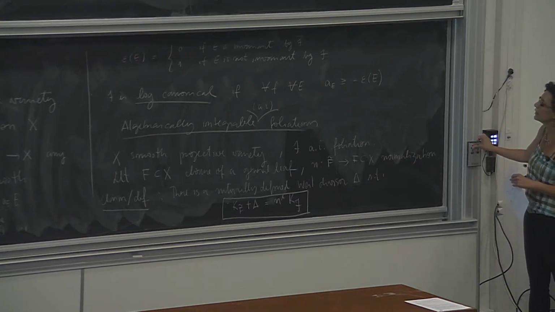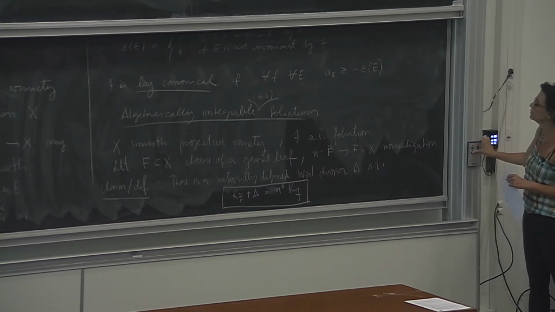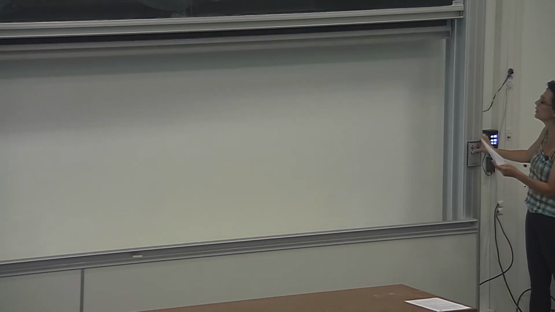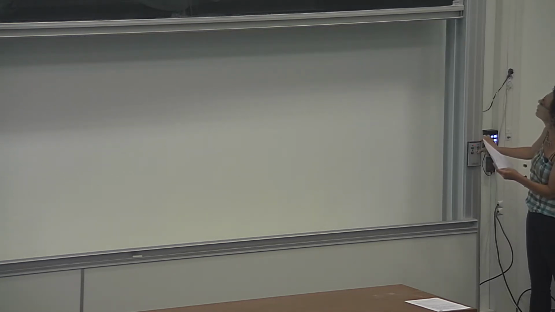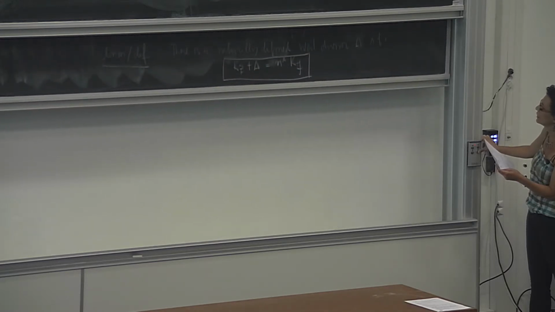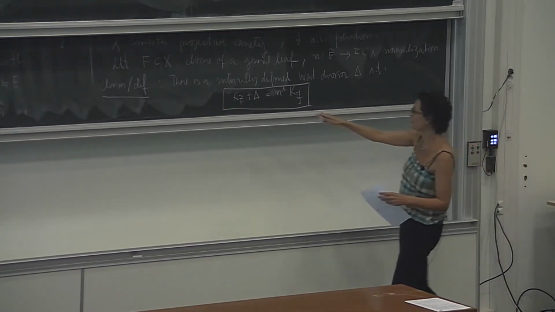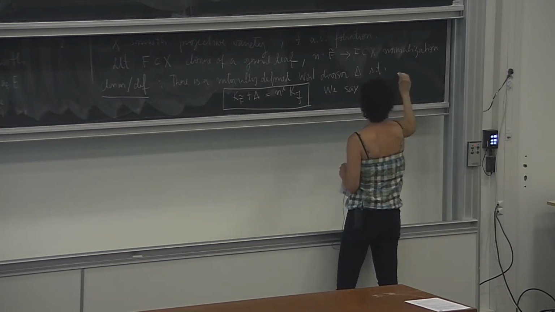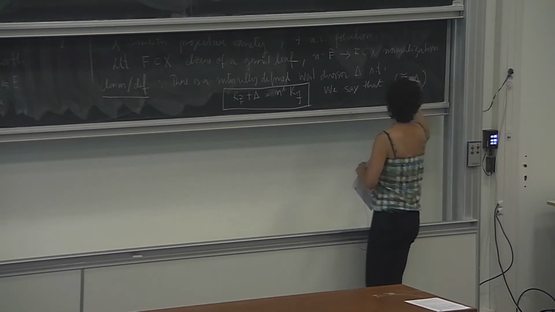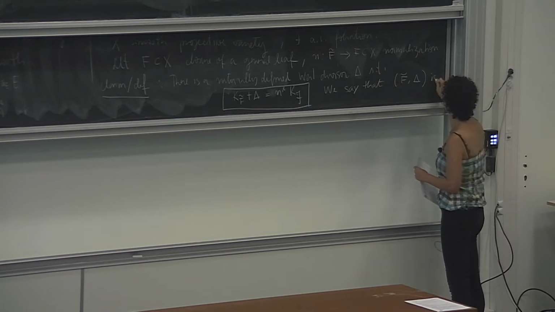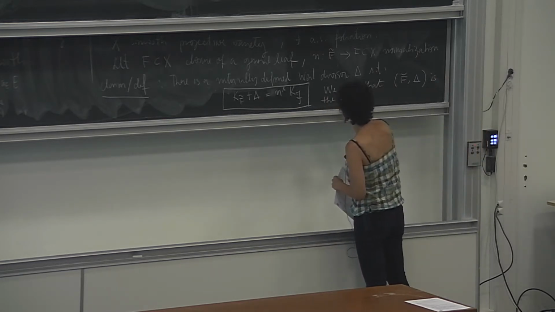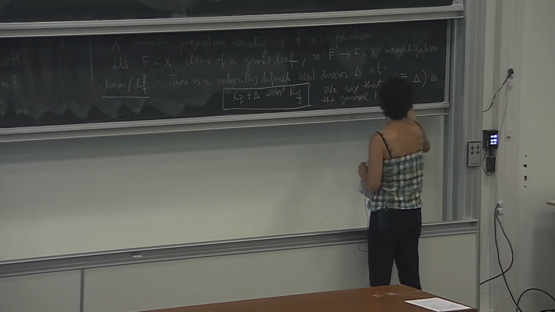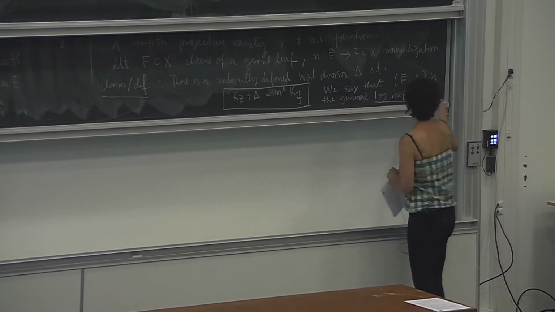Okay, I forgot to actually give you the definition. So the definition is that we say that F tilde with delta, this log pair, is the general log leaf of the foliation.